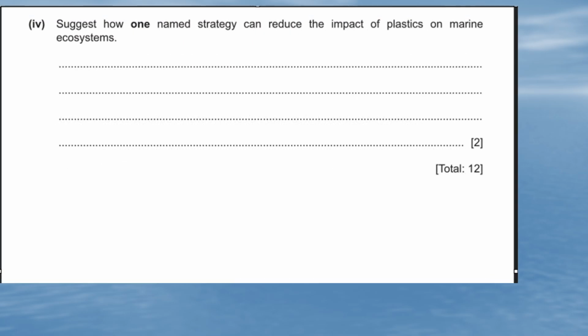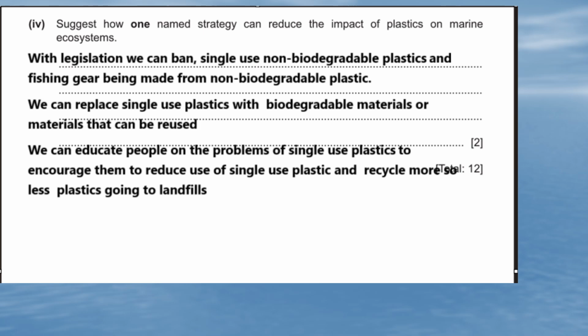Finally, we have to suggest how one named strategy can reduce the impact of plastic on marine ecosystems. So not only do you have to name it, you also have to suggest how that strategy could reduce plastic. So each pair will give you 2 points. I come up with 3 different versions.